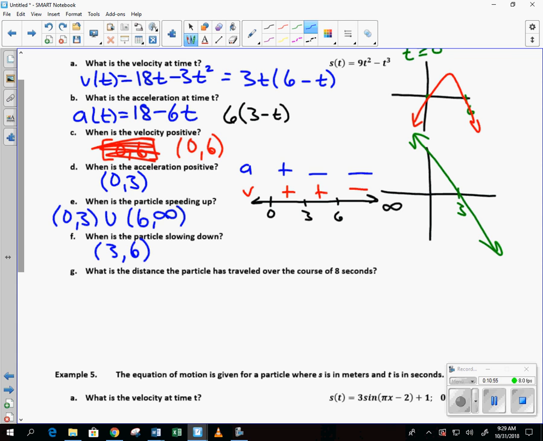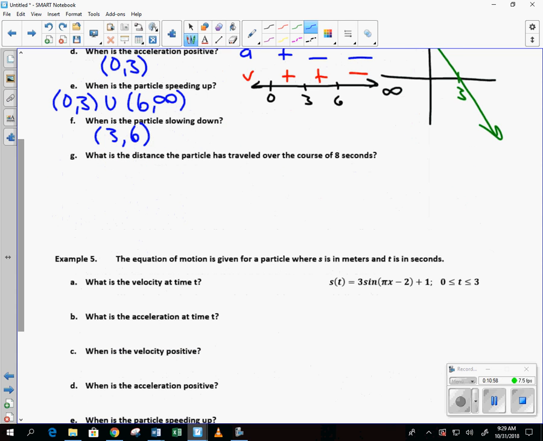And now we culminate with a review from what we started with very first. What is the distance the particle has traveled over the course of 8 seconds? I need to consider the beginning, the change, and the end. At what time does it begin? When does it change direction? 3 or 6? Which is it? Change of direction. Is that when the acceleration is 0 or when the velocity is 0? Velocity is 0. When is the velocity 0? 6. And when does it end? It says 8 seconds.